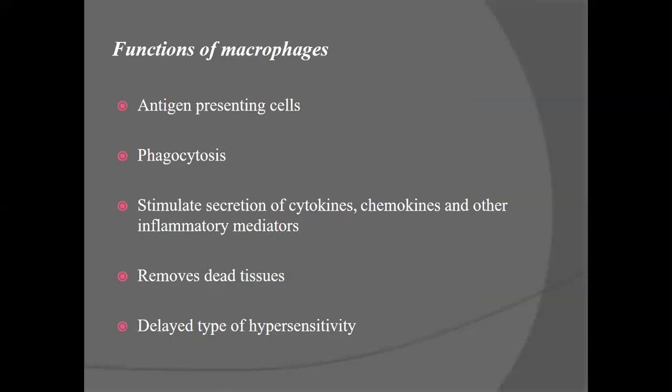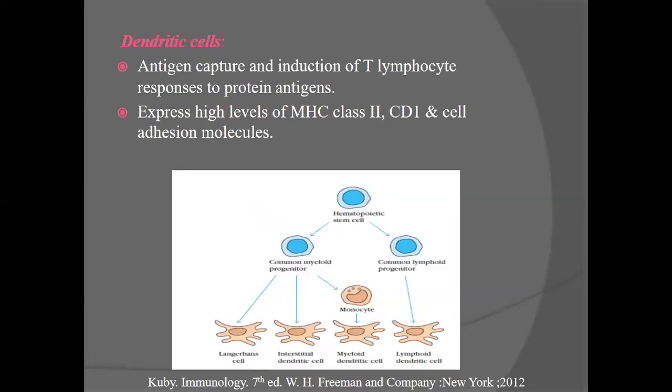These are the cells of chronic inflammation. Neutrophils are cells of acute inflammation. Macrophages are APCs, antigen presenting cells. Phagocytosis. They clear up the debris, the dead tissues. They are involved in delayed hypersensitivity. Then you have got dendritic cells. These are also APCs.